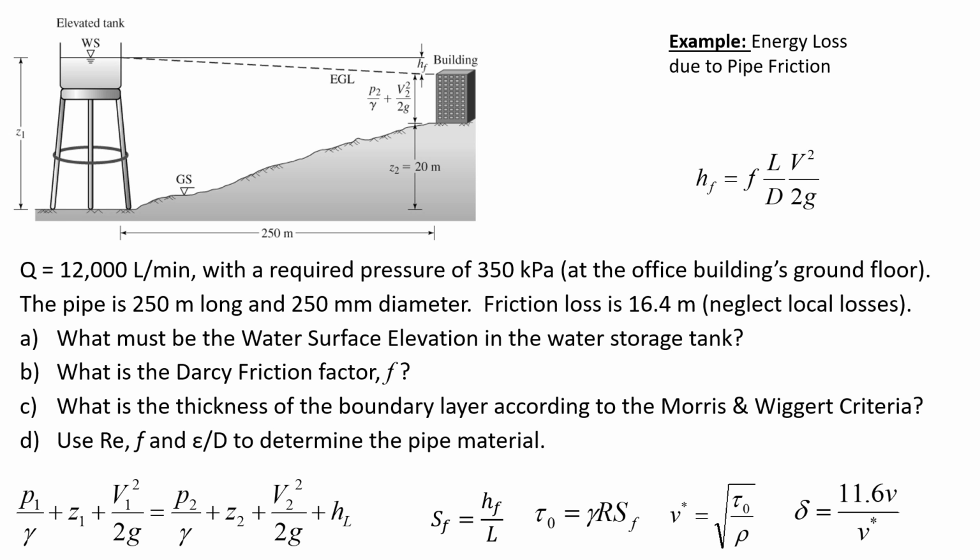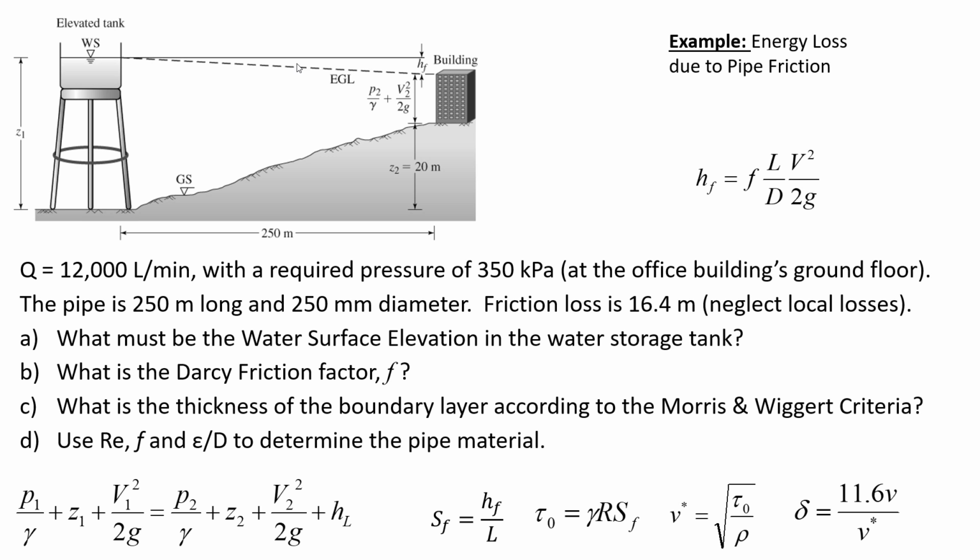What's the velocity of the water in this elevated storage tank? It's effectively 0. Maybe the water level's going down very slowly, or maybe there's water going into the tank. So even if the water level was going down a little bit, we could still neglect the velocity at location 1 because it's so small. So V1 is 0. Z1, that's what we're trying to find. What must be the water surface elevation in the water storage tank? So we're going to find that.